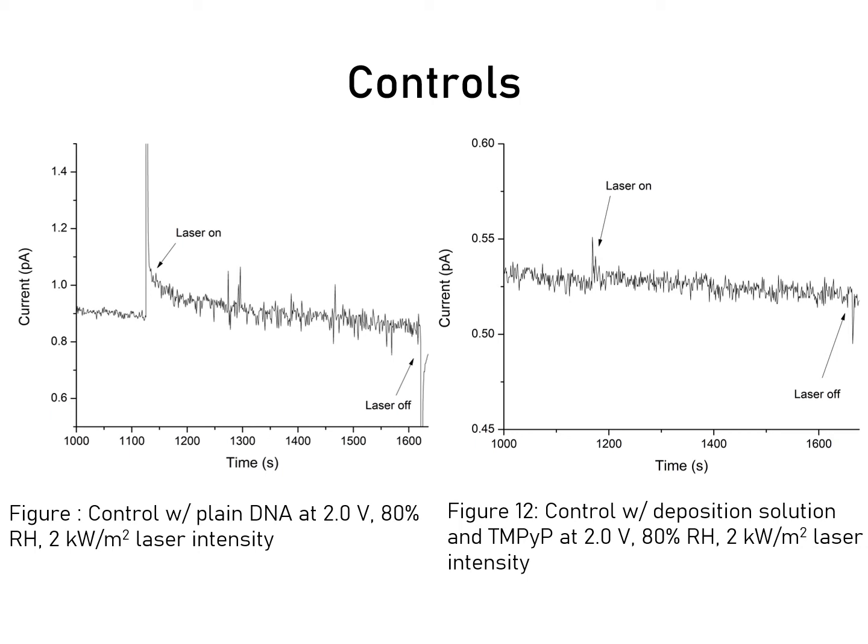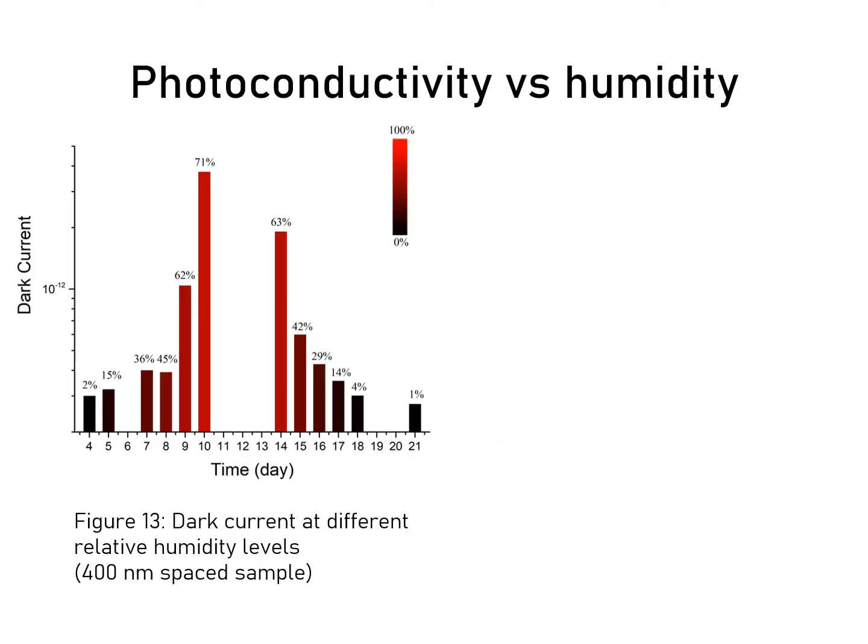In the second experiment, we used the deposition solution with the porphyrins and magnesium chloride, but with no DNA present, to rule out the possibility that the photoconductivity was due to rogue porphyrins left on the substrate. As in the first case, there's no significant conductivity, and the laser does not change it much at all either.